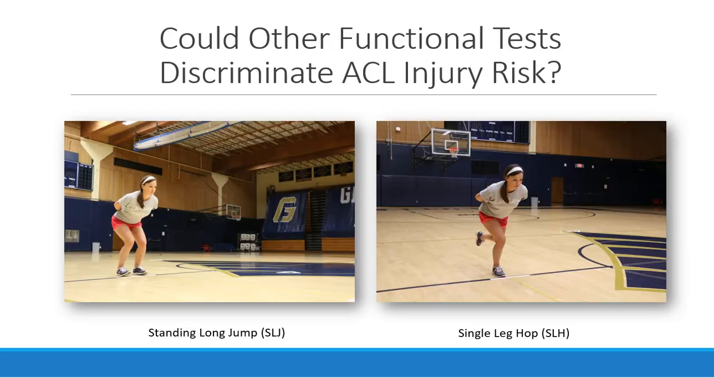Could other functional tests discriminate ACL injury risk? Shown here are the standing long jump and the single leg hop. Both of these performed for distance, only relying upon the lower extremities to generate the functional movement. You see here the individual has her arms held behind her back to avoid any contribution to the overall movement.